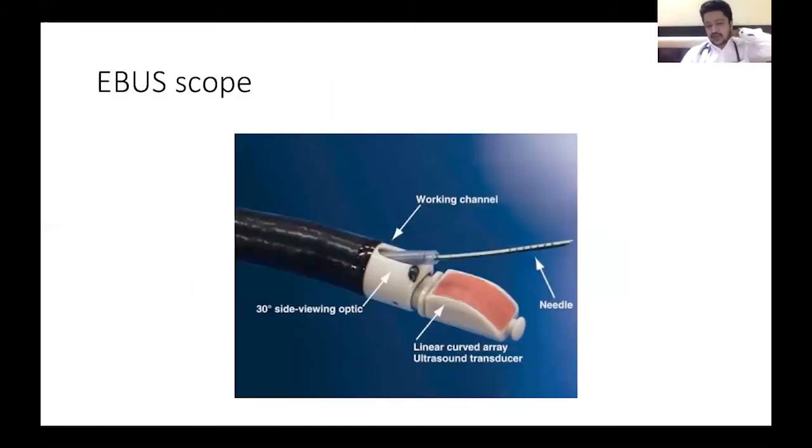For this, we have an EBUS scope. What is EBUS? It is just like a bronchoscope, but here we have a dedicated ultrasound, and we can pass a needle through the working channel and put the needle into the lesion we want to sample. So this is the ultrasound probe, we can see on the ultrasound, and this is the needle.